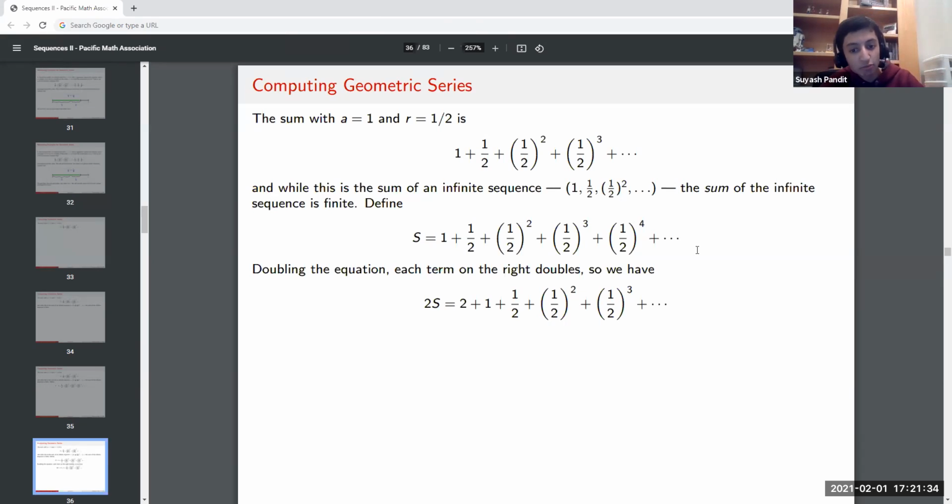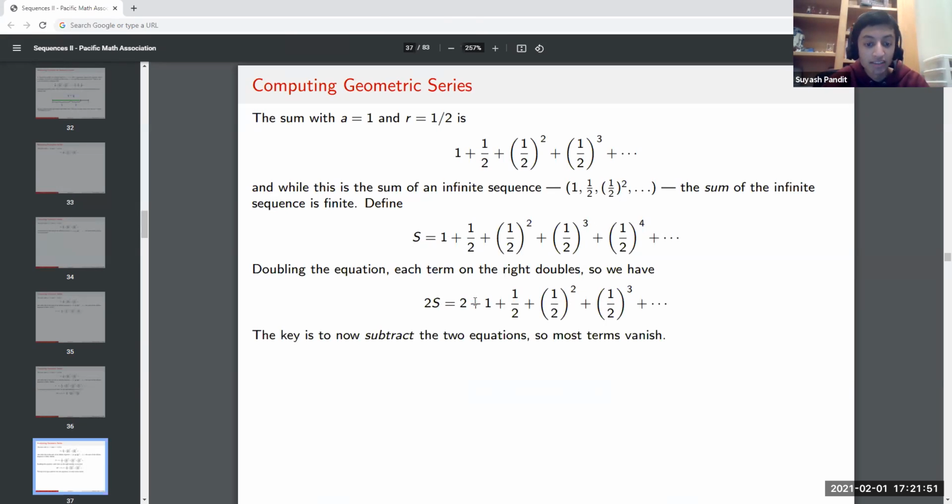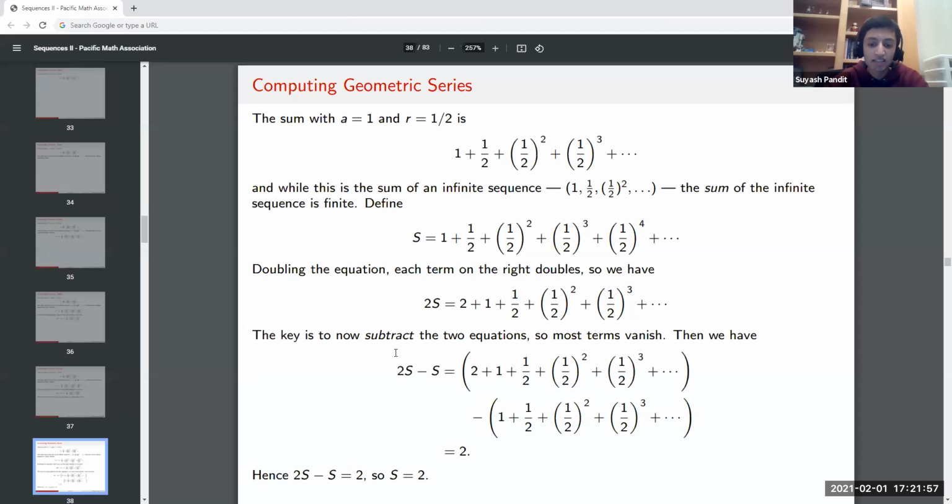All right, so now you might see where this is going, because the only difference between S and 2S is that the 2S has an extra 2. Everything else is the same. Remember, this goes on forever. 1 in both, 1/2 in both, 1/2 squared in both. All these terms will appear in both. So the key is to subtract the two equations, and most of the terms will vanish. 2S minus S. So 2S is 2 plus 1 plus 1/2 plus 1/2 squared plus 1/2 cubed. That's what we have here.